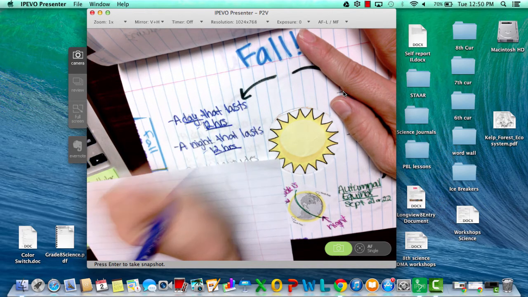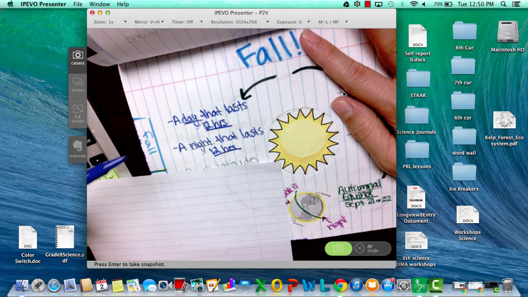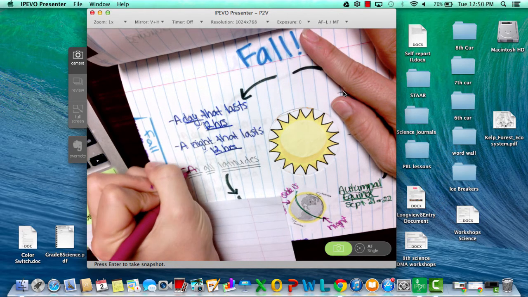So again, because it is the equinox, everywhere on earth is experiencing equal day and night. And this is at all latitudes.